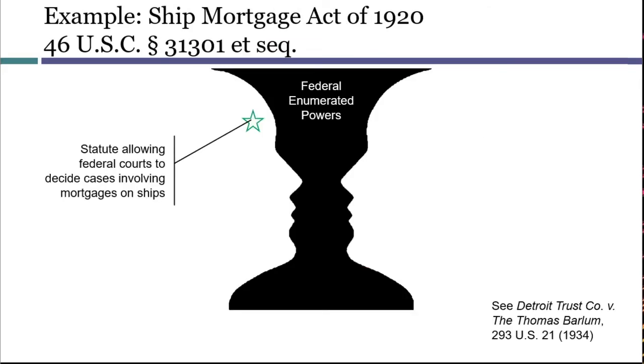Ships and boats are usually expensive, and people take out loans to afford them, and those loans often come with mortgages. Now, historically, state courts are the usual location for resolving questions about mortgages. However, this Federal Ship Mortgage Act of 1920 authorizes the federal courts to hear those kinds of disputes. Pause the video and consider a theory that might authorize this law, using the Necessary and Proper Clause in conjunction with some other power.